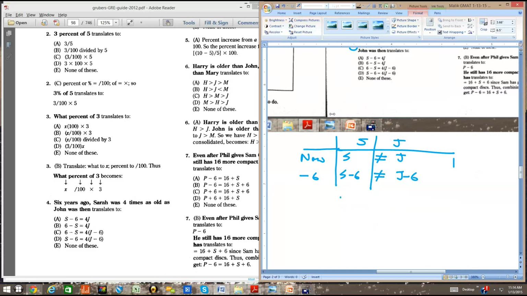Now, how do you make it equal? If it says that Sarah was 4 times as old as John, it's like if Sarah was 40, John was like 10. Now, if you multiply Sarah by 4, Sarah will be 160. That doesn't help you. You need to multiply John by 4. We do that, and you have 4 times (J minus 6) on the right side. On the left side, you have S minus 6.